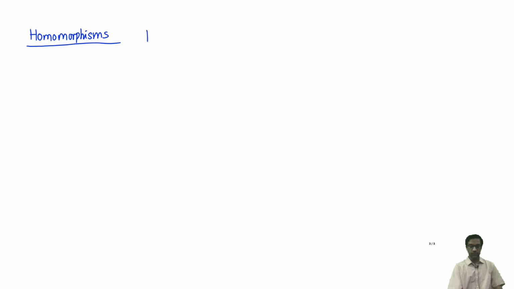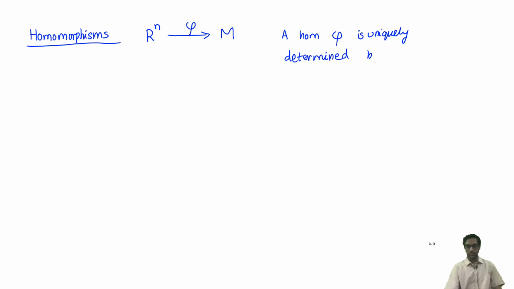How do you define homomorphisms from a free module? Suppose I give you a free module R^n and I want to define a homomorphism to any other R module M. The way to define it is just by stipulating its values on a basis. A homomorphism is uniquely determined by its values on a basis. So a homomorphism phi to any module M is uniquely determined once you tell me what the basis elements go to, by the values phi of ei.